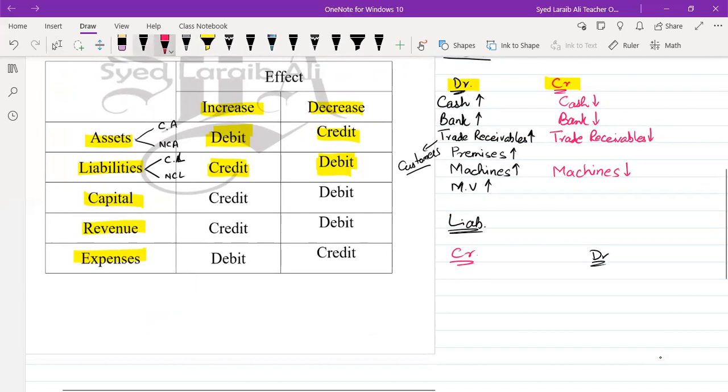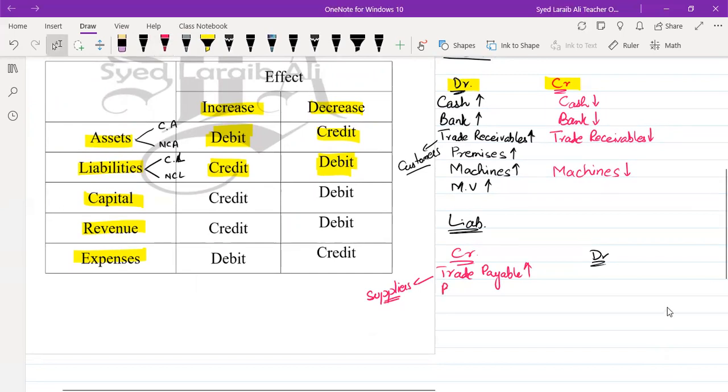Now, the liabilities are, for example, trade payables. Guys, trade payables are your suppliers to whom the business has purchased goods on credit. They have not paid. We have not paid to them. So we have to pay them in future. Therefore, these suppliers are our liabilities. When this liability increases in the business, it is recorded on the credit side.